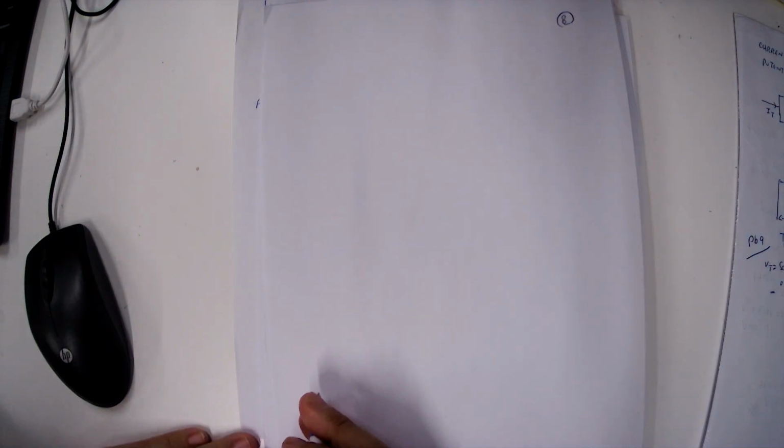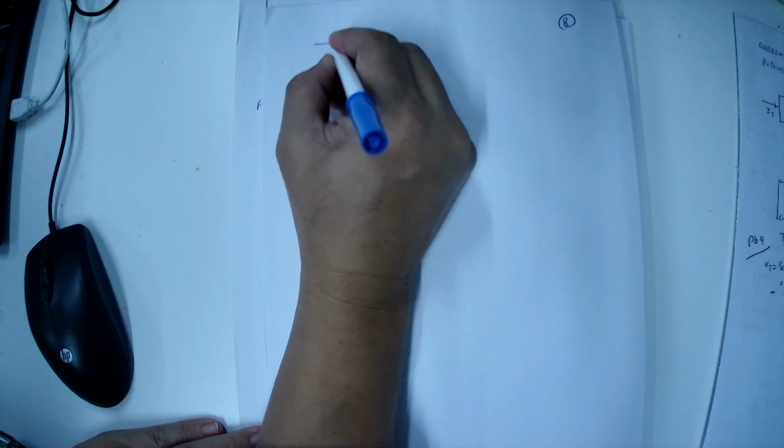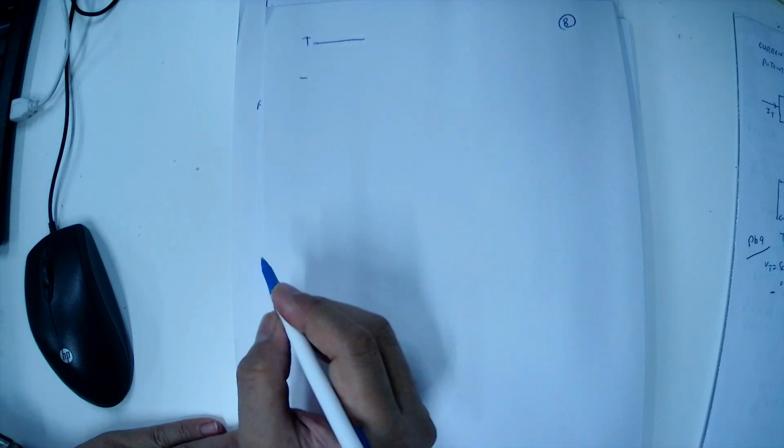So this is a parallel circuit that is given. There will be the resistors. Three resistors are connected in parallel. They are connected to the supply.